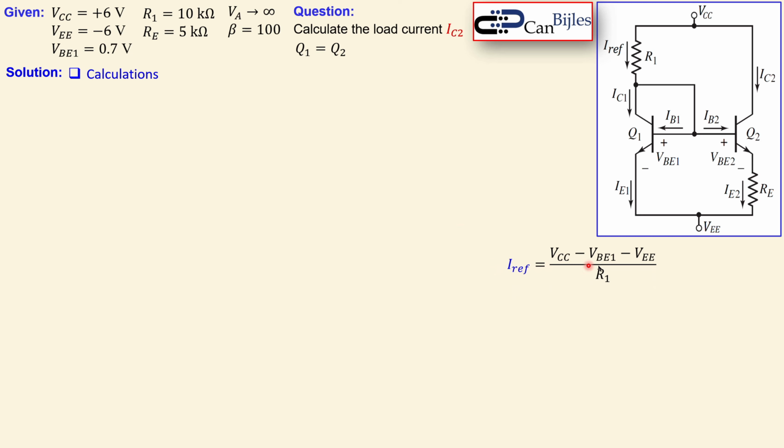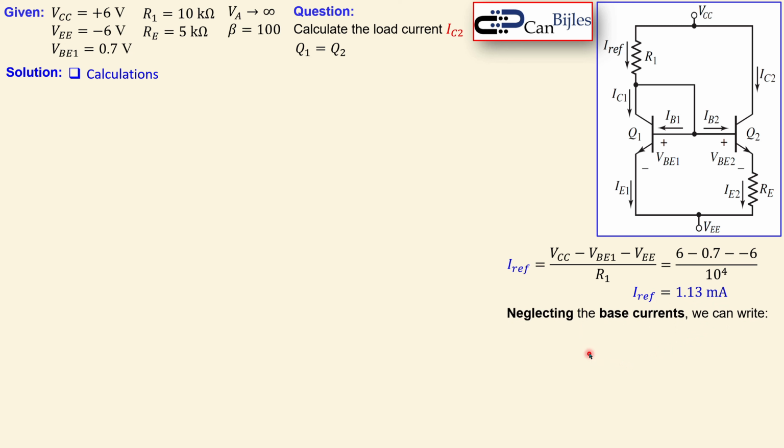We know the reference current here, I already said, is given by the VCC minus the VEE and minus the voltage across the VBE1 over the resistor R1. Now we can say that is then 6 minus 0.7 minus minus 6, because this is also minus 6, over 10 kilo ohms, which is 10 to the power 4, and you will get 1.13 milliamps.